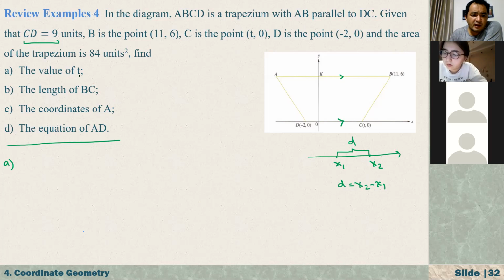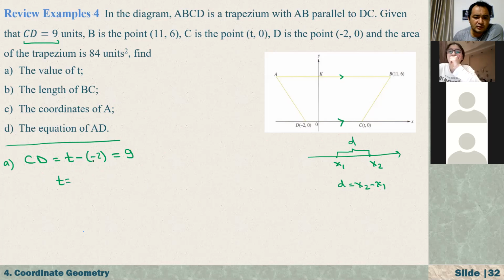So here, the value of t. Using the x coordinates, it is t here, and here we have negative 2. So CD should be equal to x2, which is t, minus x1, which is negative 2, and the question gives that this is equal to 9 units. Now if you just solve this linear equation, we have t plus 2 equals 9. So t is equal to 7. So the value of t is equal to 7. That's the first part.